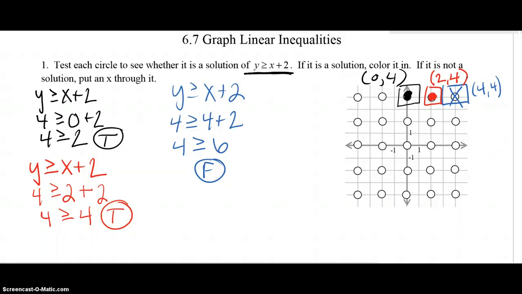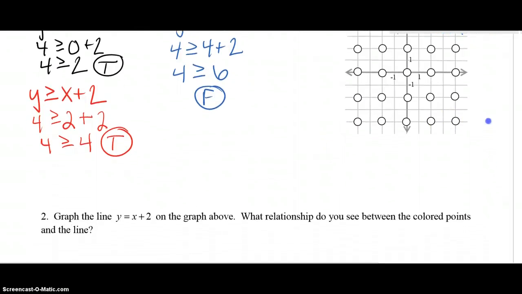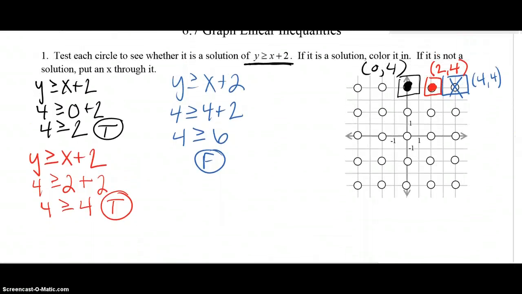Alright, so for your homework, I want you to check the rest of the points on this graph, the rest of the circles. And once you've done that, come down here, and I also want you to graph the line y equals x plus 2 onto this same graph. See if you can notice a relationship between what you shaded in and this line and the inequality that you are using. When you're finished with this, tomorrow in class we are going to discuss it and learn more about how to graph linear inequalities.